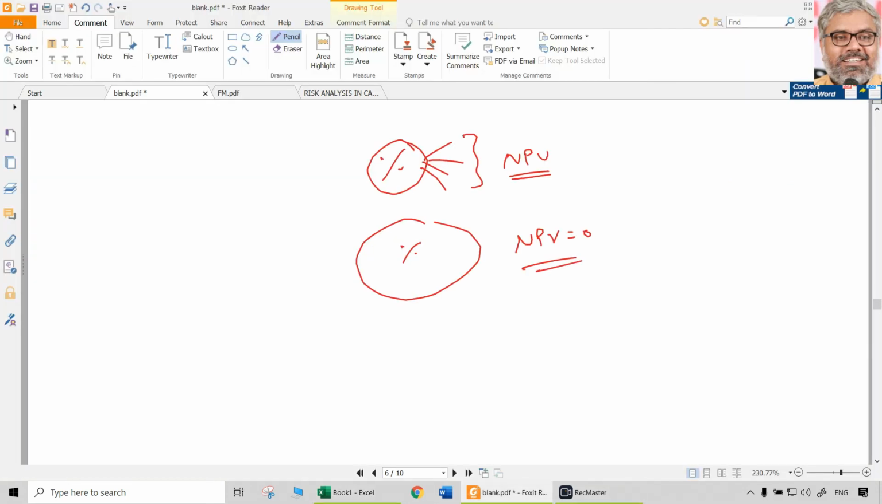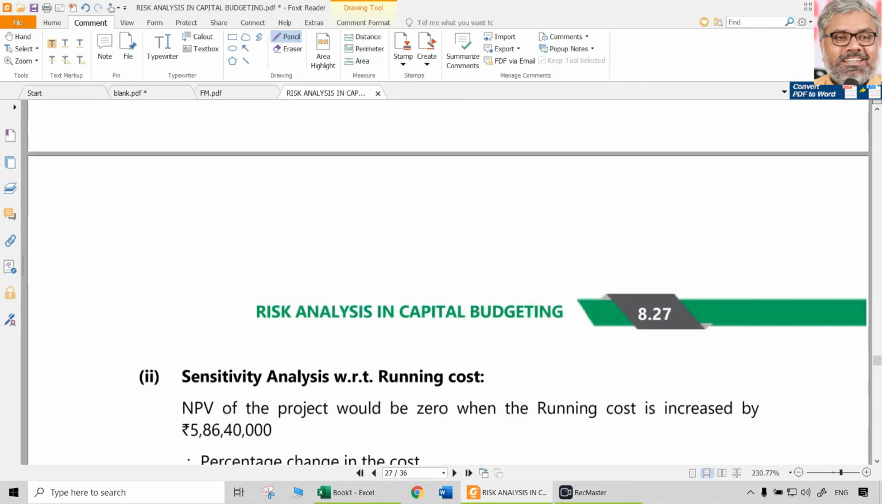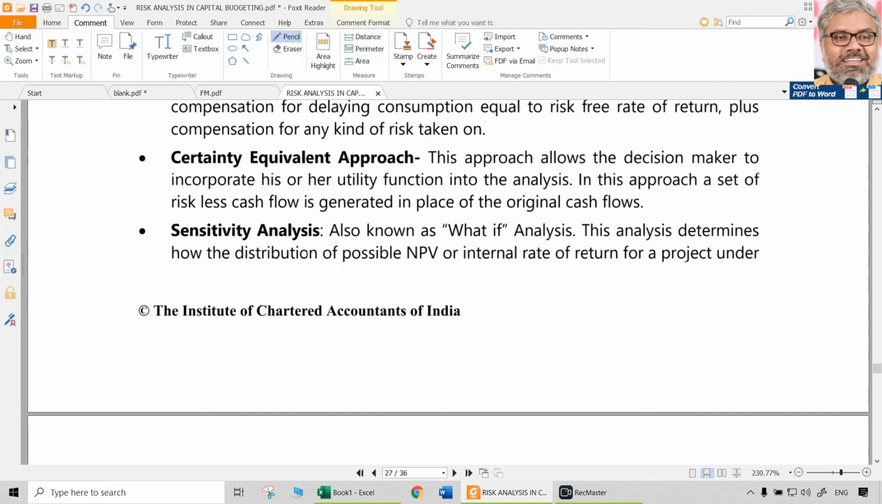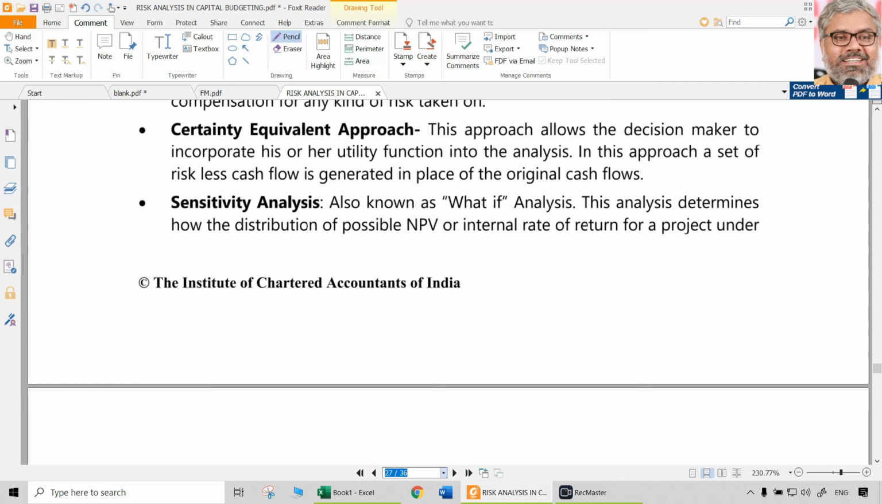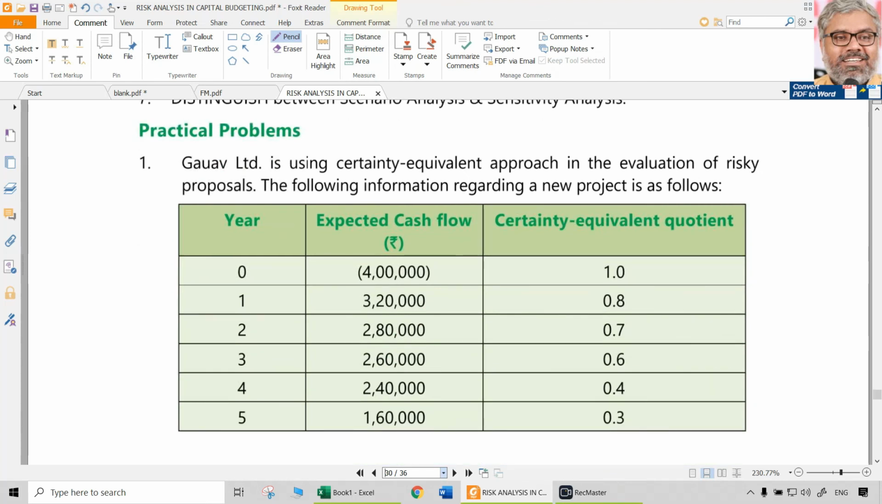Now, moving on to some of the questions which are given at the end of the chapter related to the topics that we already discussed. Let us solve them. Gaurav Limited is using the certainty equivalent approach in the evaluation of risky proposals. The following information regarding a new project is given.